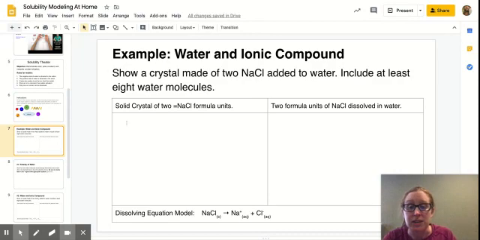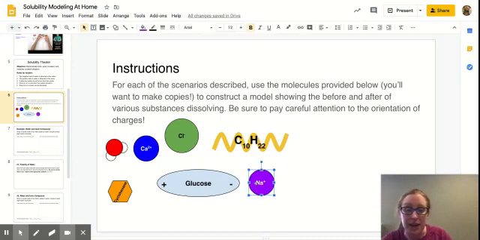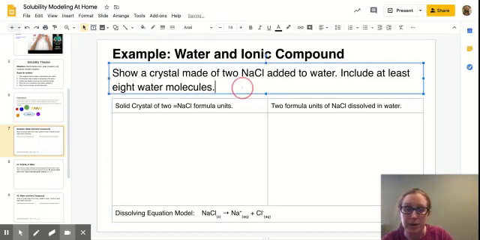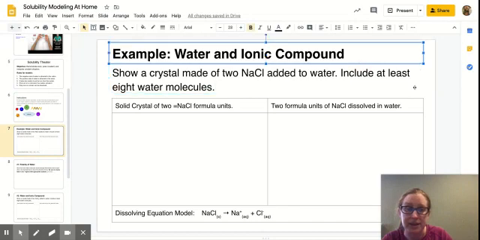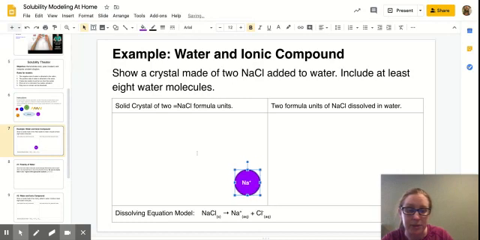So in this first box, I'm going to show a crystal of 2 formula units of NaCl. That means 2 Nas and 2 Cls. So I'm going to go back to this and I'm going to copy my Na. And I'm going to put 2 of them in here. Oops. Hang on. There it is. I'm going to move it over here. And I'll just put another one.